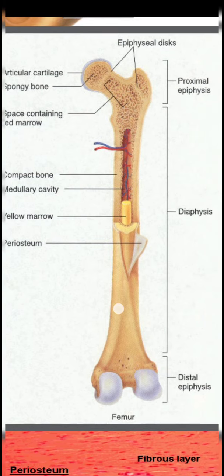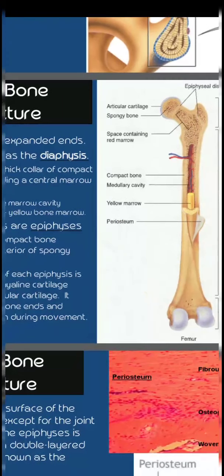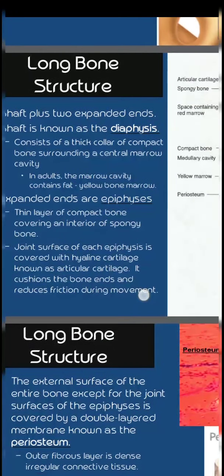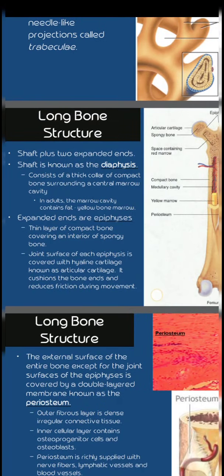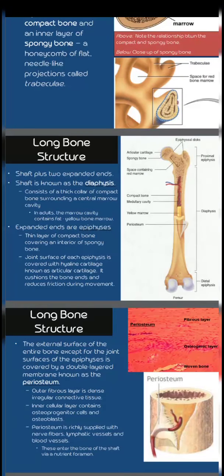Okay, the shaft is known as diaphysis, and where the epiphysis meets the diaphysis, that part is known as metaphysis. Metaphysis is mostly clear in children and growing adults. So they consist of a thick collar.